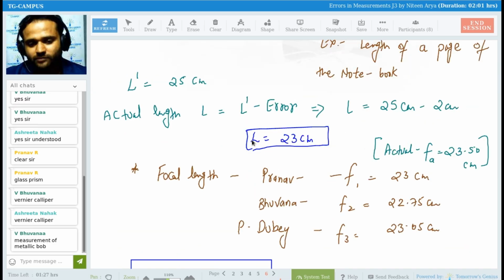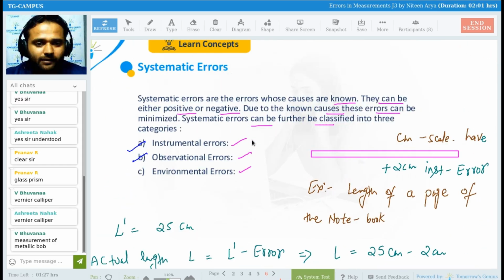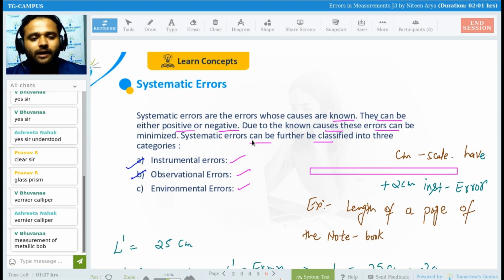Sometimes there is, not a cyclone, but a storm or a strong wind, and due to that strong wind, or strong rain, heavy rainfall, heavy sunshine, these are the factors also. But the main thing here is you know the reason, you know the cause of that particular error, and these are systematic errors. Clear, everyone? Good.